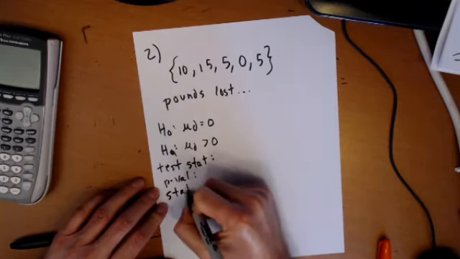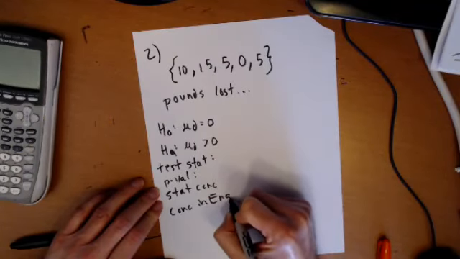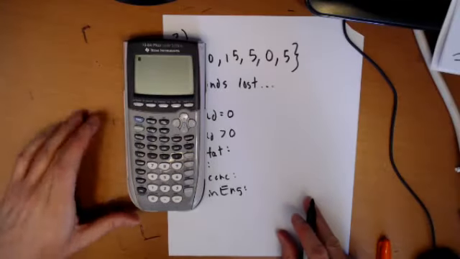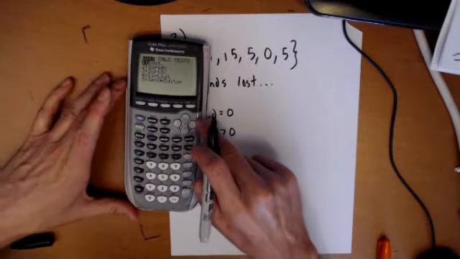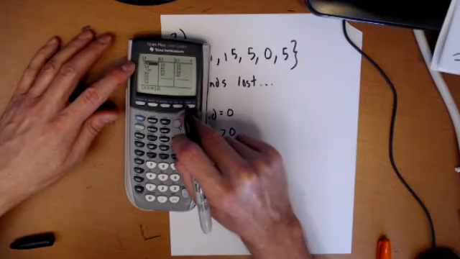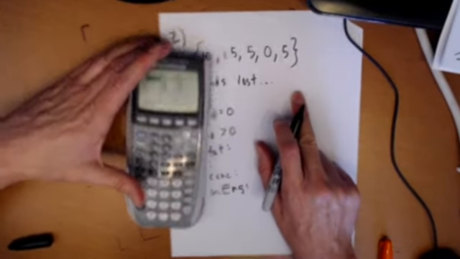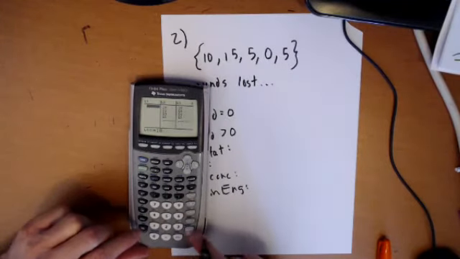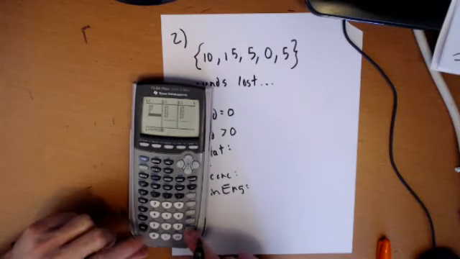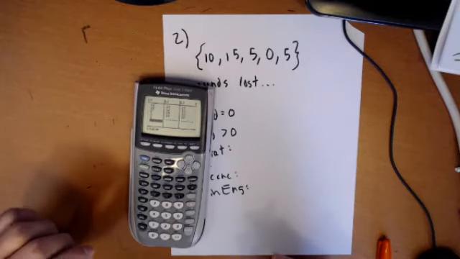P-val, statistical conclusion in English. Okay, let's throw these numbers into our calculator. So stat, edit, because we're going to put numbers in a list. L1, let me go up, hit clear, hit enter. Okay, nice and clean. Let me give it the numbers 10, enter, 15, enter, 5, enter, 0. Do you have to put 0? Yeah, of course. 5, enter. Okay, all the numbers are in there.